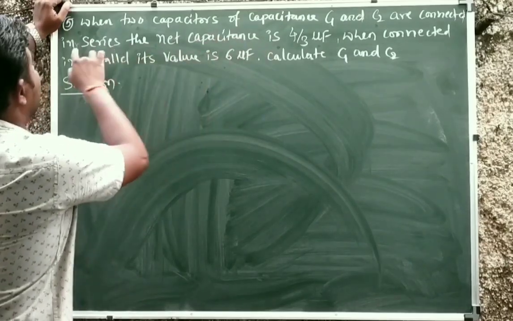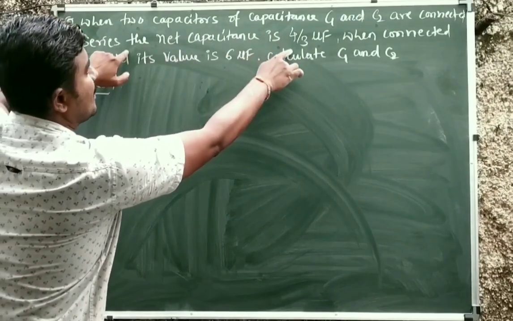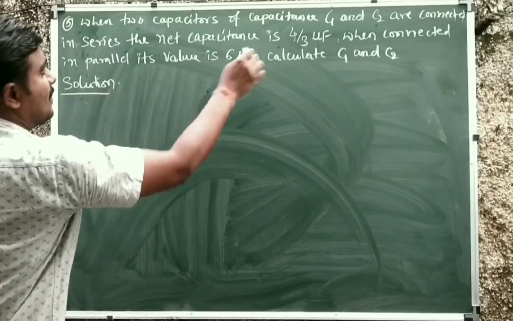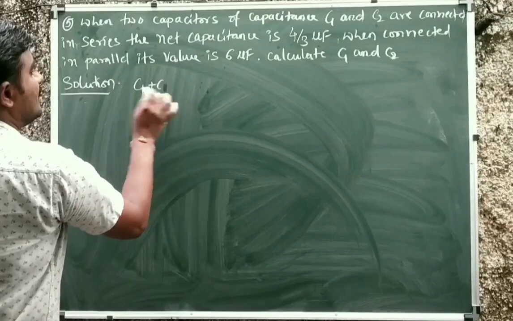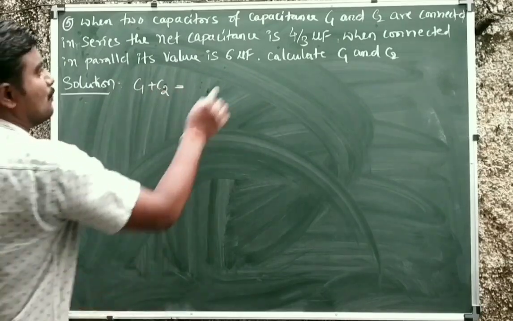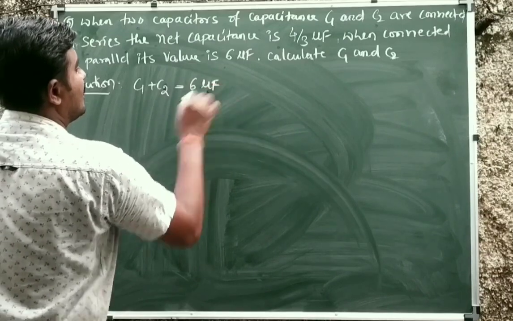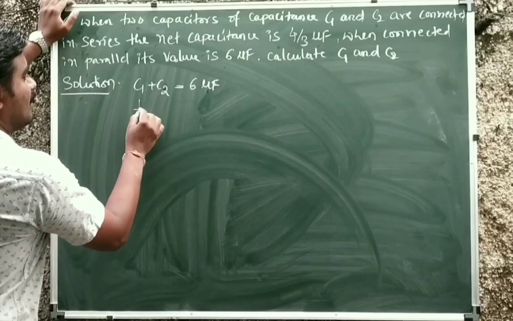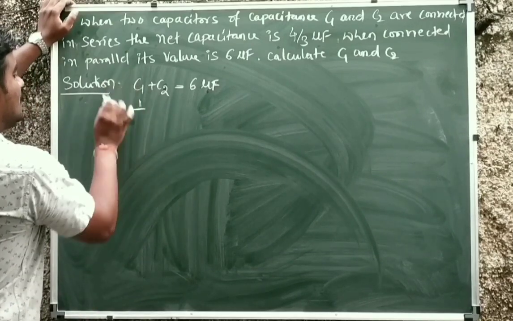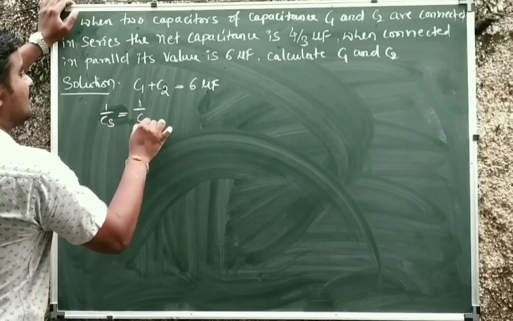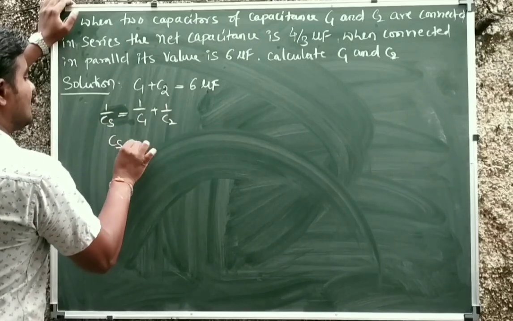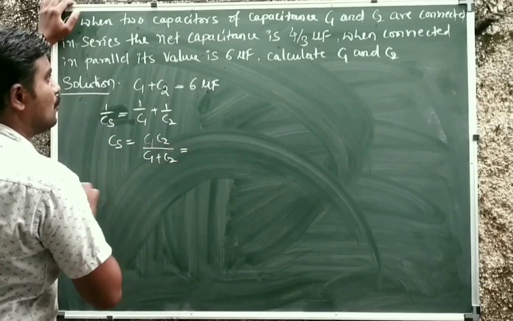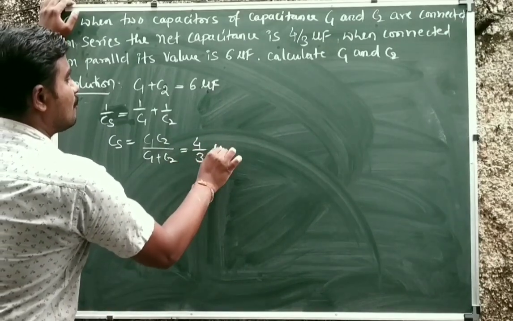Two capacitors C1 and C2 are connected in series, the net capacitance. This is the series capacitance and this is the parallel capacitance. As we know, if capacitors are connected in parallel, then the equivalent capacitance is C1 plus C2, and its value is 6 microfarad. And if these two capacitors are connected in series, the formula is 1 divided by Cs is equal to 1 by C1 plus 1 by C2, or Cs is equal to C1 C2 divided by C1 plus C2 is equal to 4 divided by 3 microfarad.